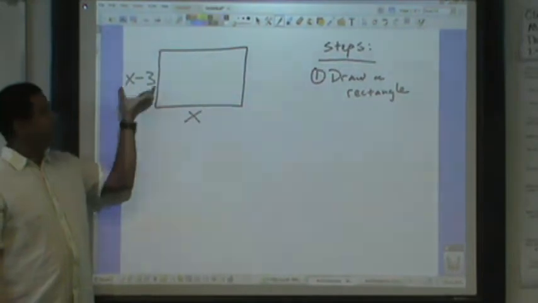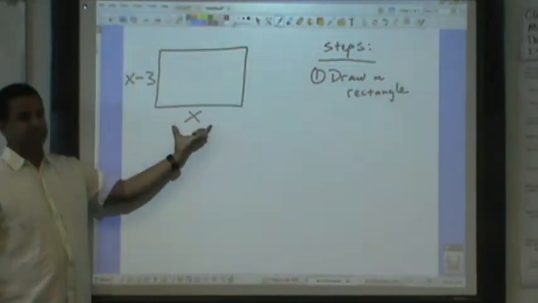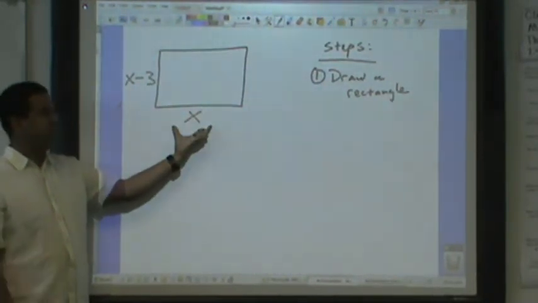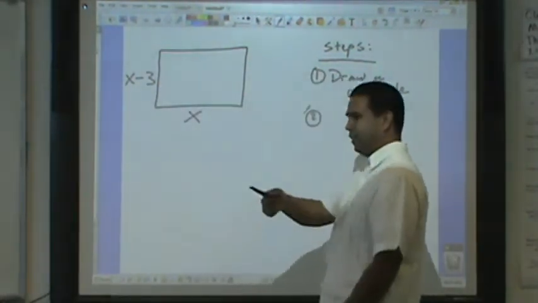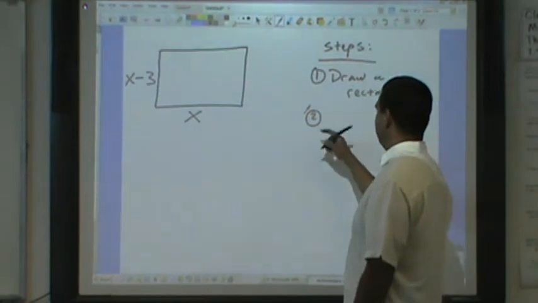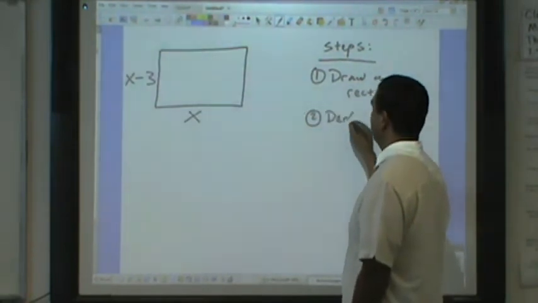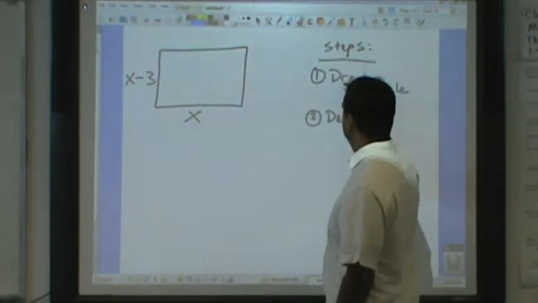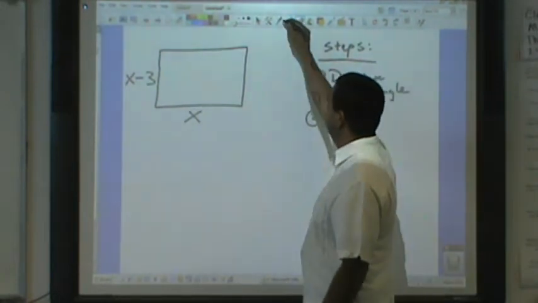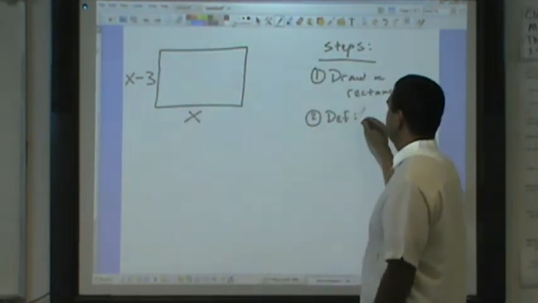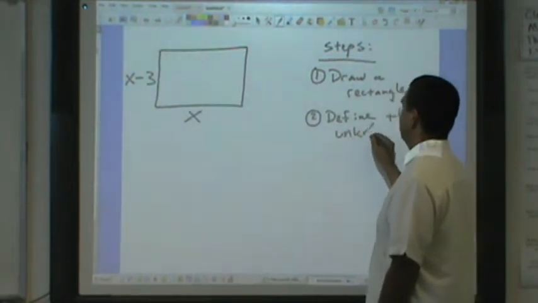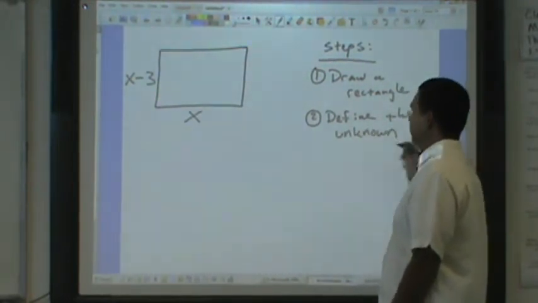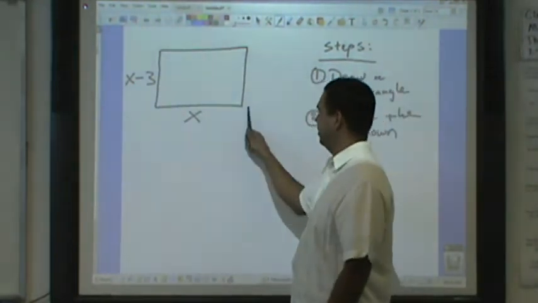But we still don't know. We know the width, we don't know the length. So how do we find perimeter? You add all the sides. So the second thing is, I want you to define the unknown. That's what we said. We said the length was our x.